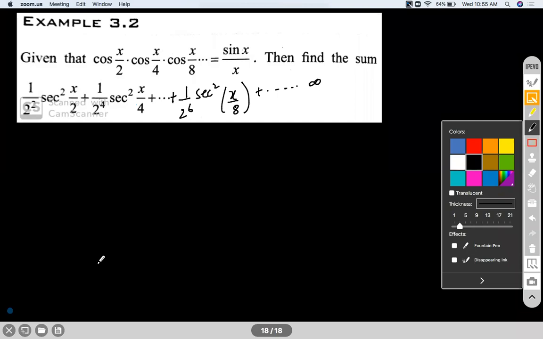Any idea how to proceed? Chalo, I'll give you a hint. Take log on both the sides and differentiate. Log to the base e. Take log on both the sides and differentiate. Try that out.